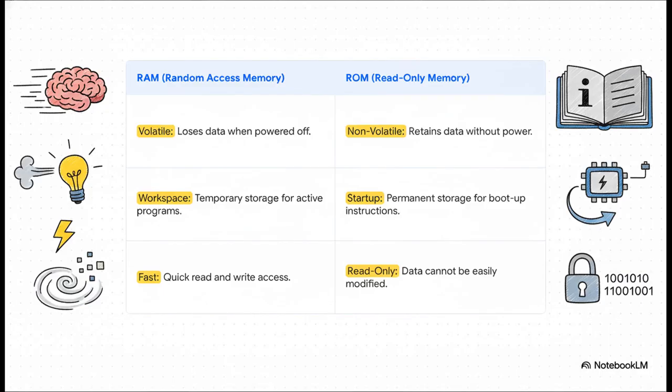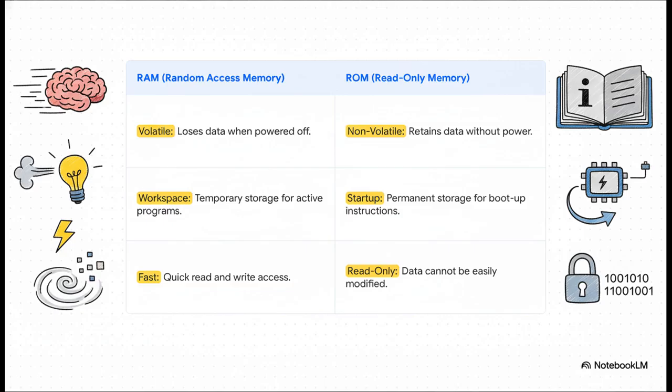Okay, pay attention because this one is practically guaranteed to be on the test. The difference between RAM and ROM. Here's the easiest way to remember it. RAM, random access memory, is like your desk. It's the temporary workspace where you put all the stuff you're actively working on. It's super fast, but when you shut down the computer, the desk gets cleared off.